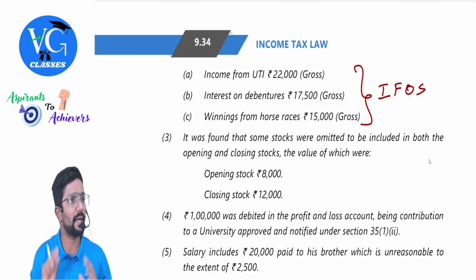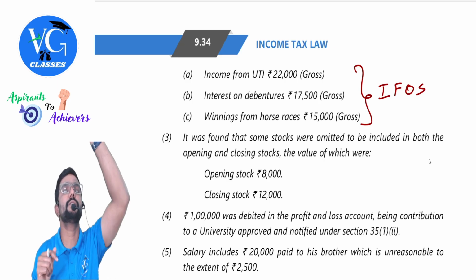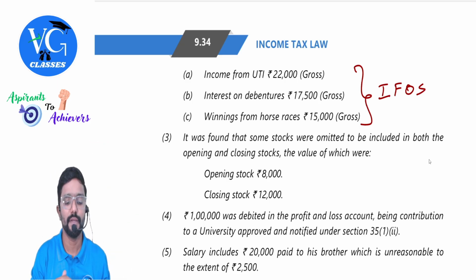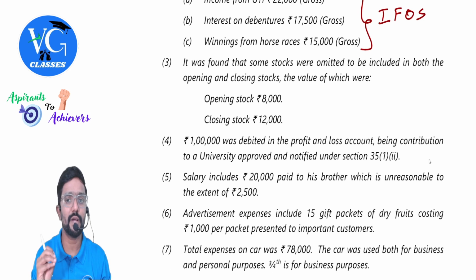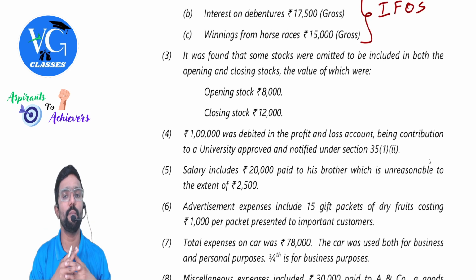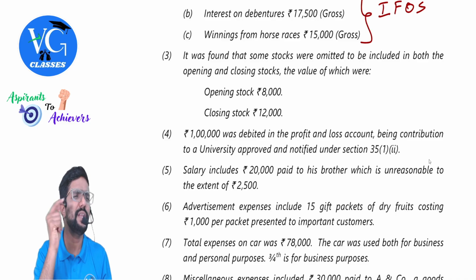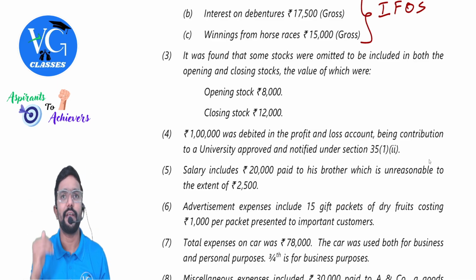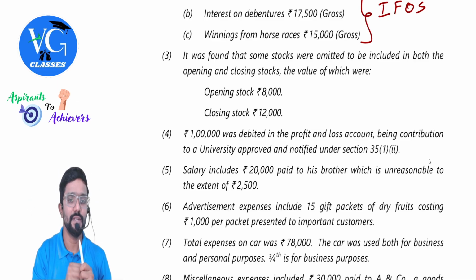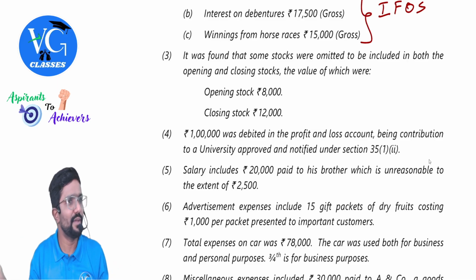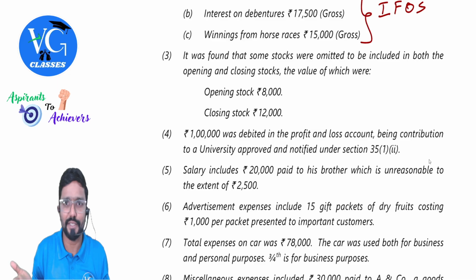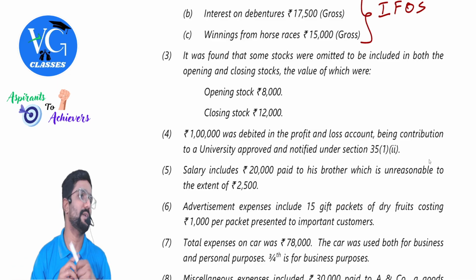Yes. Correct. So what should we do? Already income has gone up, so you have to deduct it. It was found that some stocks were omitted to be included in both the opening and closing stock. Opening stock 8,000. Guys, opening stock is at par with expenses because we will debit it, so it is under recorded. What should we do now? Deduct 8,000. Closing stock is at par with income. We have not recorded 12,000 income. Clear? What should we do? Add 12,000.